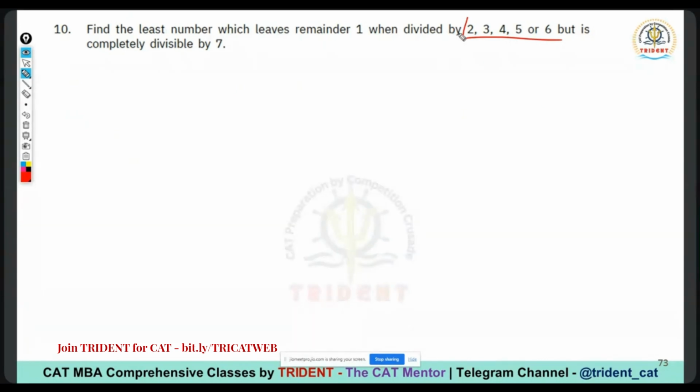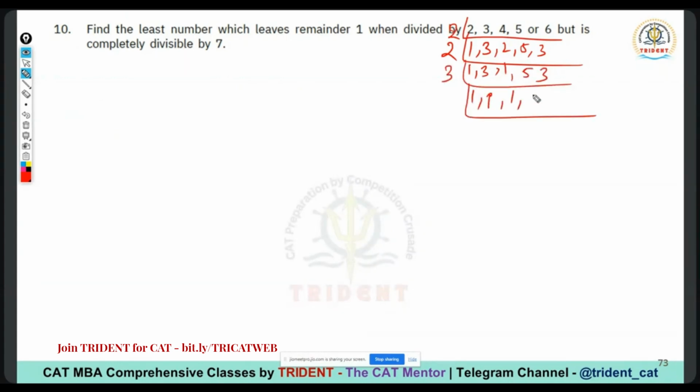So it will be 2, 1, 3, 2, 5, 3. Again, I'm taking 2, 1, 3, 1, 5, 3. 6, 3, 1, 1, 1, 5, 1, and then 5. So this is 1 altogether. This is 4 into 15. 4 into 15 comes out as 60. What is this 60, Varun? Yeah, this is the LCM. Okay, no, this is the number.